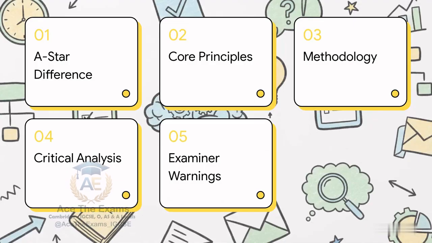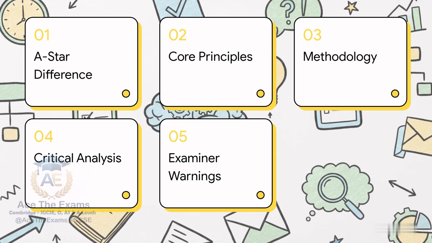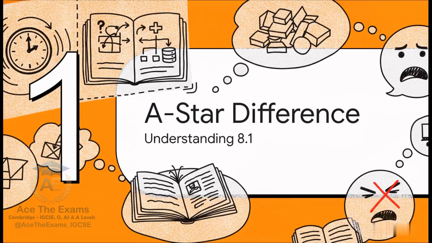Here is a quick look at the roadmap we'll be following today. First, we'll cover the A-star difference. Second, mastering core principles. Third, the technical methodology. Fourth, critical analysis strategies. And finally, number 5, examiner warnings. Let's jump right in. Section 1. The A-star difference. Let's see what really separates the top scorers.